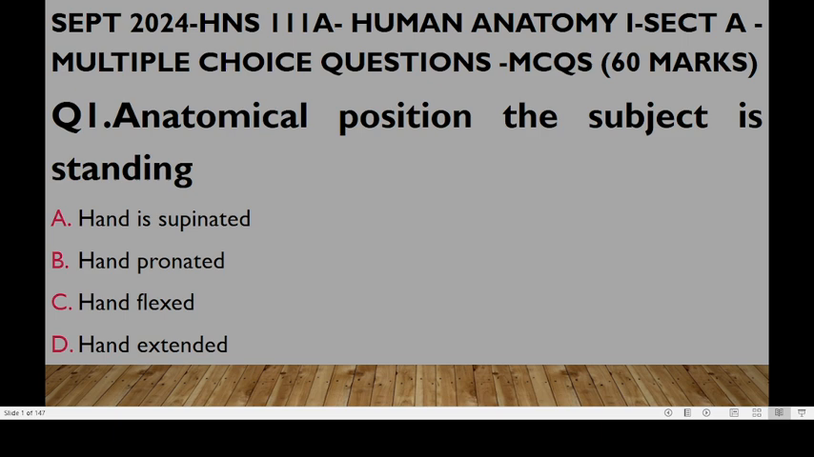Question 1, anatomical position. In anatomical position, the subject is standing. Right, in anatomical position, the hands are usually in a supinated position, right?